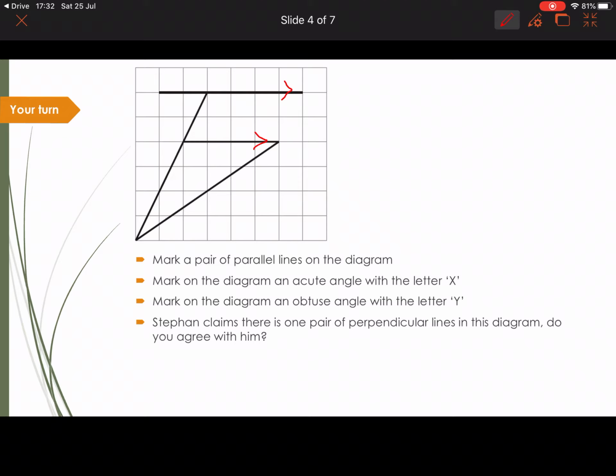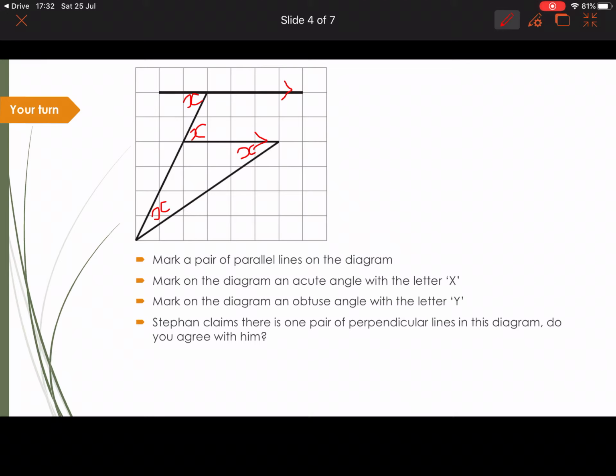The second question asks you to mark on the diagram an acute angle with the letter X. Now, this one here is an acute angle because it's definitely less than 90. But this is also an acute angle because that's less than 90. This is also an acute angle because it's less than 90. And this is an acute angle because that's less than 90. So you have several options there.